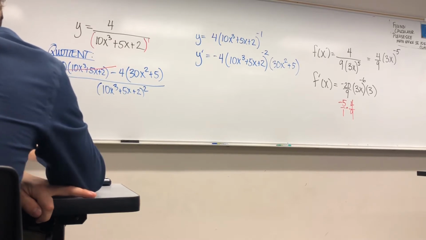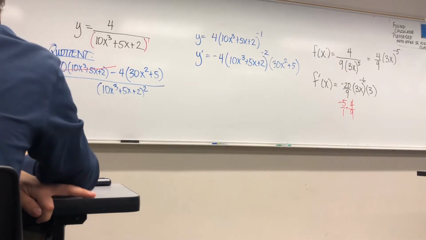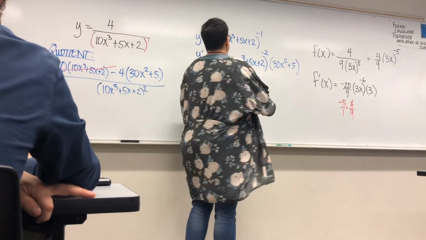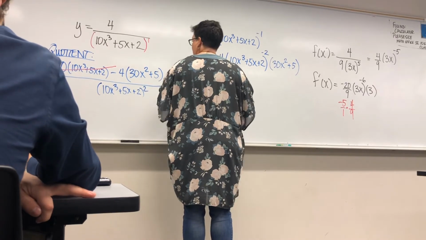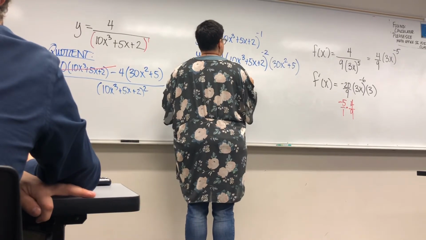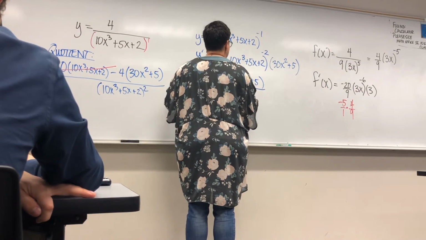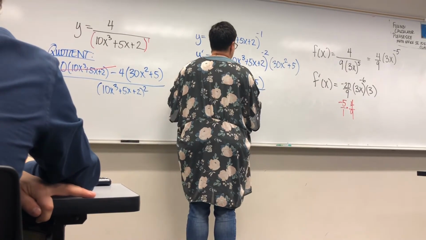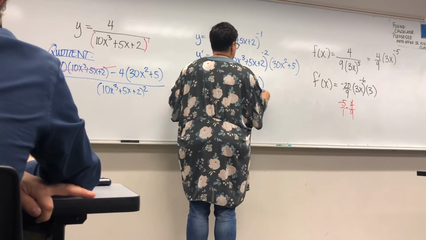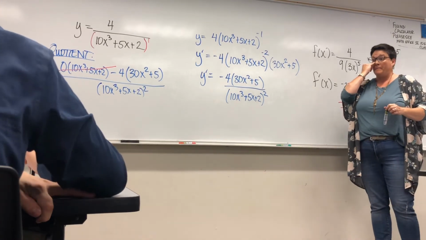I'll let you stare at it for a second. Yeah, if I drop this downtown, I'll rewrite it, and it'll be just like this one. y prime equals negative 4 times 30x squared plus 5. So I'm going to leave those elements on top. And on the bottom, I'm just going to drop that negative 2 factor down and make it positive. And now I'm left with the exact same thing. You see it?